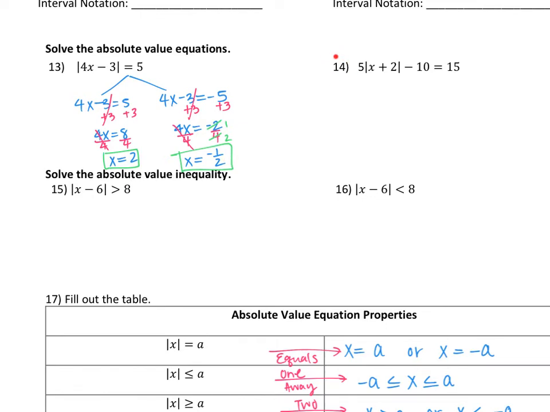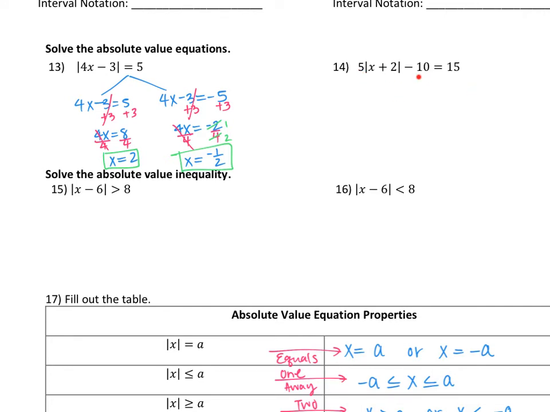So for 14 here, I want you to notice that this absolute value has a lot of things outside of it, a 5 and a negative 10, whereas this one didn't have anything outside of it. When you don't have anything outside, you can go ahead and split it up into two equations. But this one here, I can't just split it up. I have to get the absolute value of x plus 2 by itself first before I can split it into two equations. To do that, let's take a look.